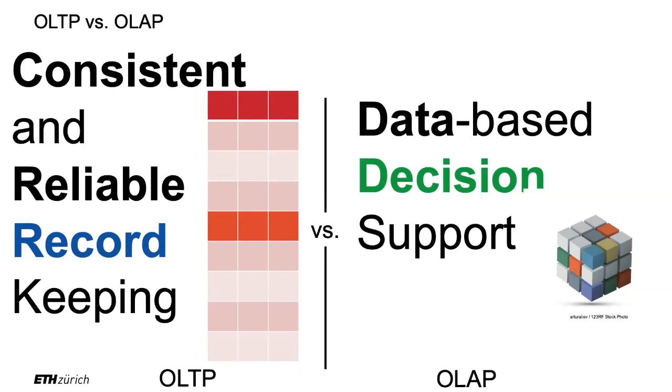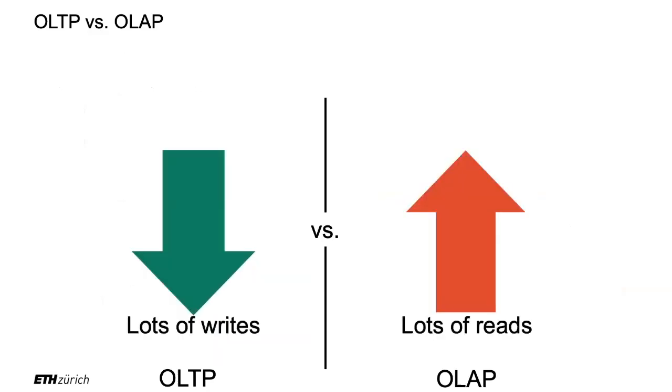So you have very frequent updates. And on the other hand, OLAP is for data-based decision support, where you want to produce these fancy views for the C-level executives of the company with all kinds of charts and so on.